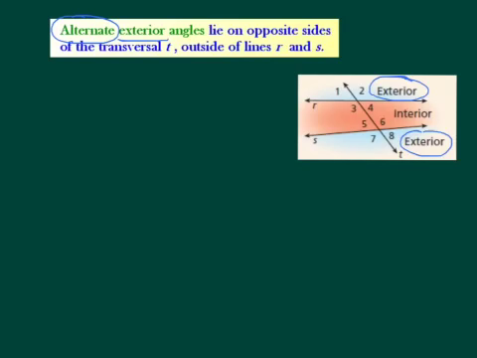So if we pick angle 1, the angle that's on the opposite side of the transversal T and outside of the lines R and S is angle 8. So angle 1 and angle 8 is the angle pair that are alternate exterior angles. We also have angles 2 and 7 are alternate exterior angles.